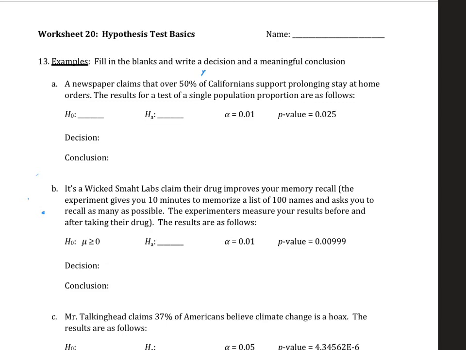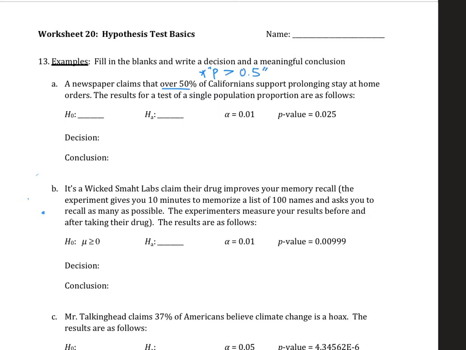So I'm gonna use letter P. Basically our claim is gonna be either about the mean or about the proportion. Here it's about the proportion, so I'm gonna use the letter P instead of mu. And it also says over 50%, so that means greater than 50%. So I'm translating in my head, P is bigger than 0.5.